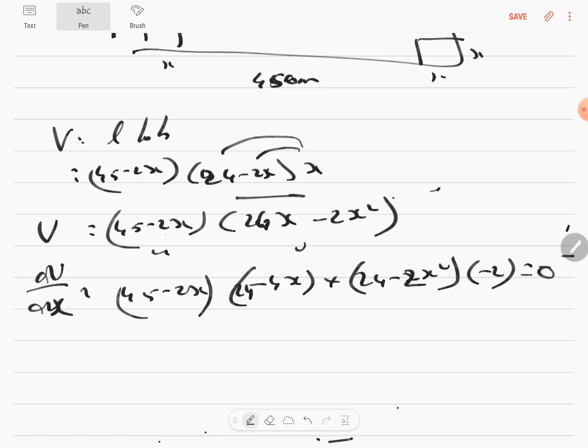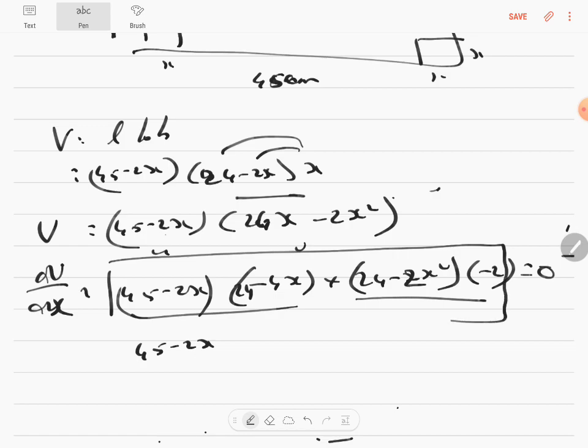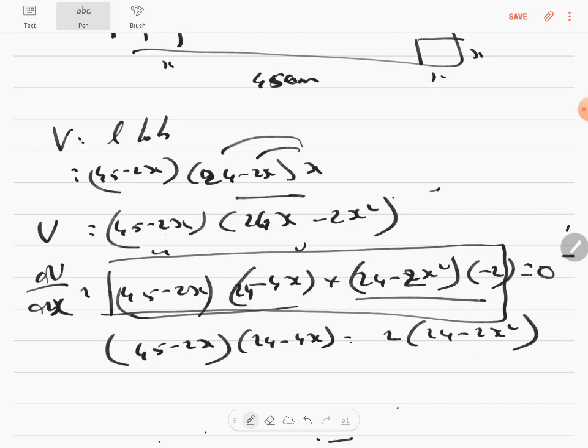Is equal to 0. Therefore this is equal to this. So 45 minus 2x, we have differentiated, right? This is the differentiated value, right? So 45 minus 2x into 24 minus 4x is equal to 2 times 24x minus 2x square.